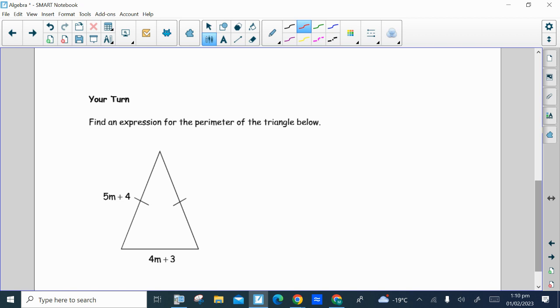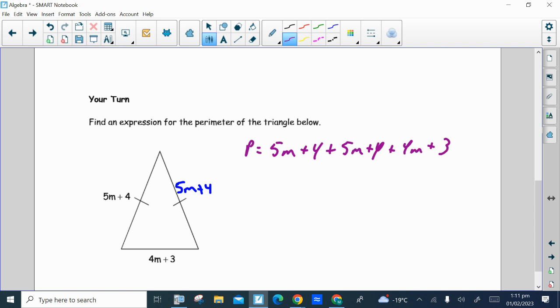So for this one, these lines that are on the two sides mean that they are congruent, they're equal. If the one on the left is 5m plus 4, the one on the right would also be 5m plus 4. And again, we want the perimeter, so we're going to add up all three sides. And it's true, we could multiply the 5m plus 4 by 2, but we haven't really talked about multiplying with polynomials yet. We're going to get to that. So let's keep to adding and subtracting.